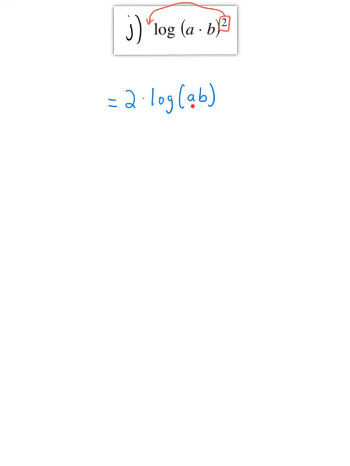Okay, and now since we have a log of two things that are multiplied, we can split it up into two different logs that are added together. This 2 just stays there, and we'll need parentheses because we're going to be writing two things added. So we'll have these 2 logs being added. The first thing being multiplied goes in the first log, and the next thing being multiplied goes in the second log, and that would be the final answer.